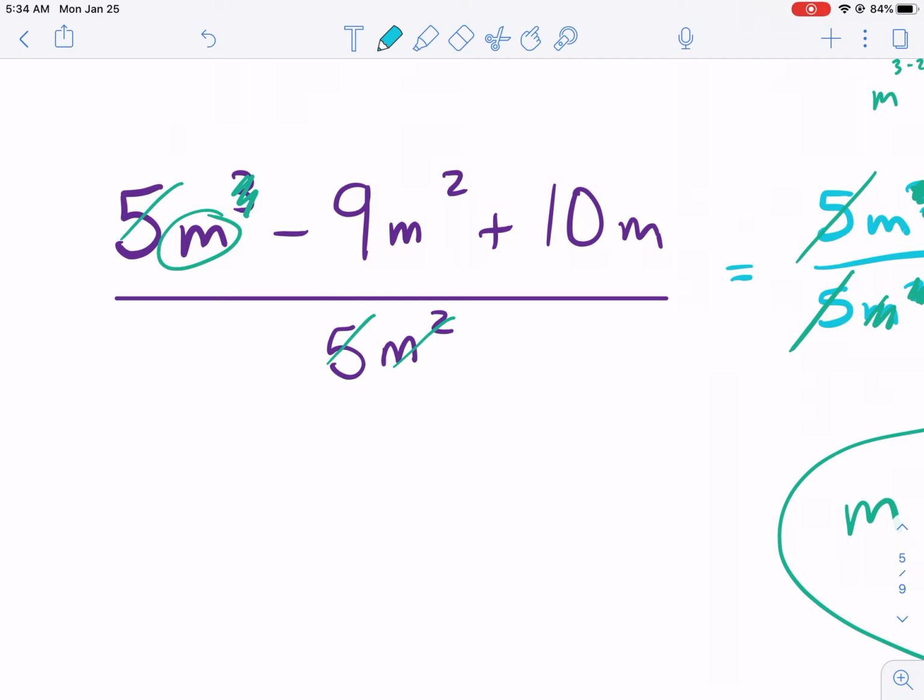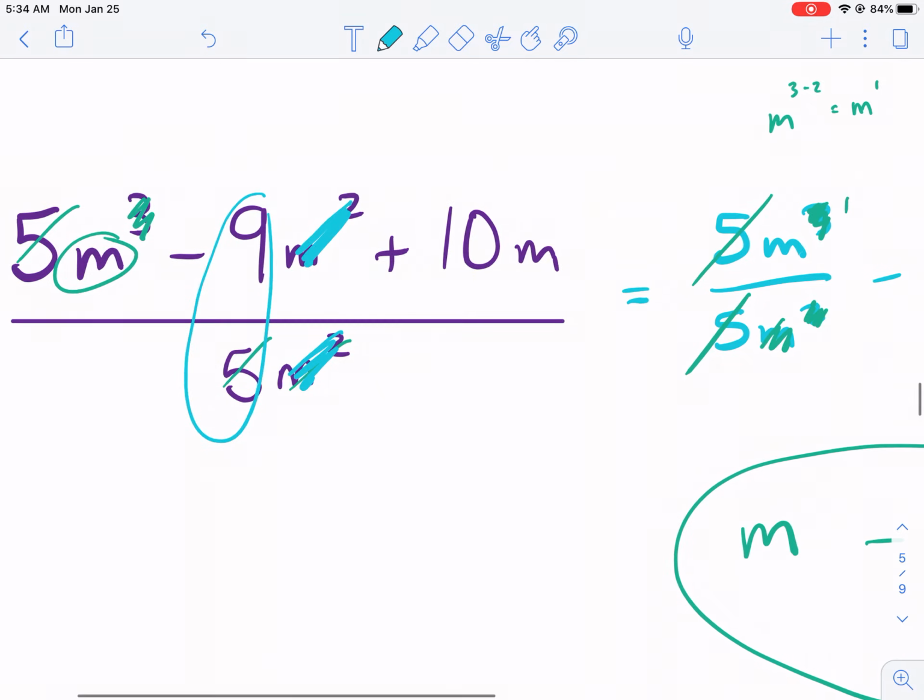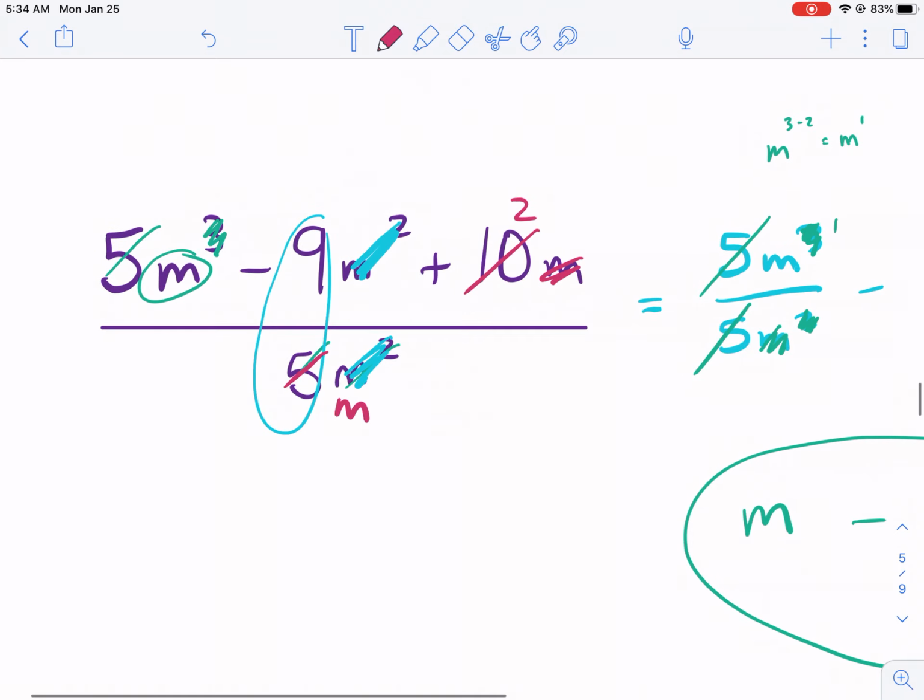The 5 does not cancel, but the m's do completely. So we're left with that 9 over 5 in the middle term. And then the last one, we see that the 10 cancels with the 5, leaving us 2. The m cancels, leaving us with just the m in the bottom. So it's a little mess here.